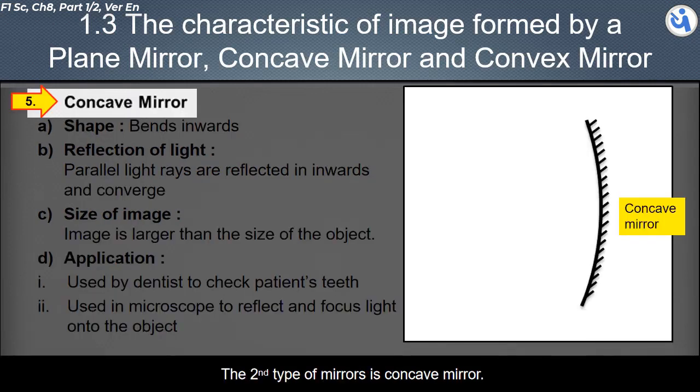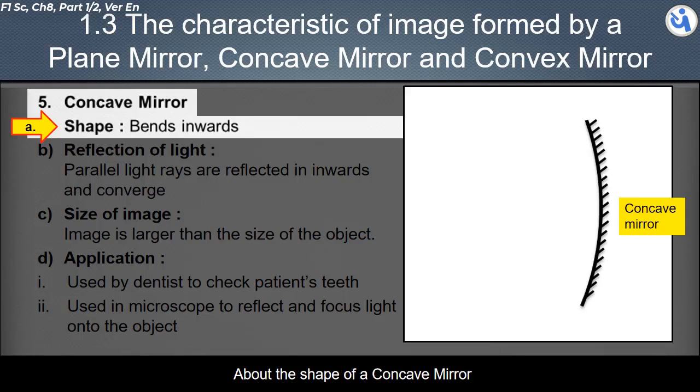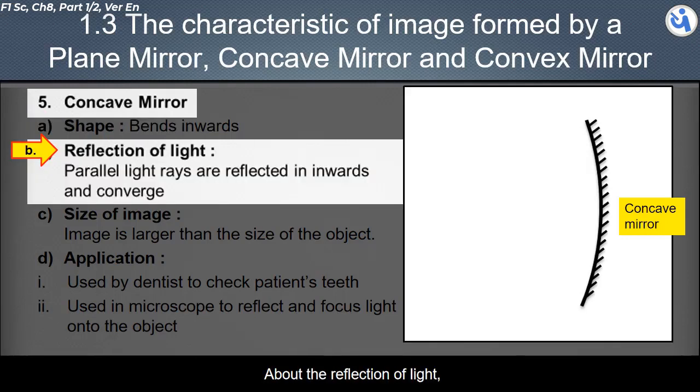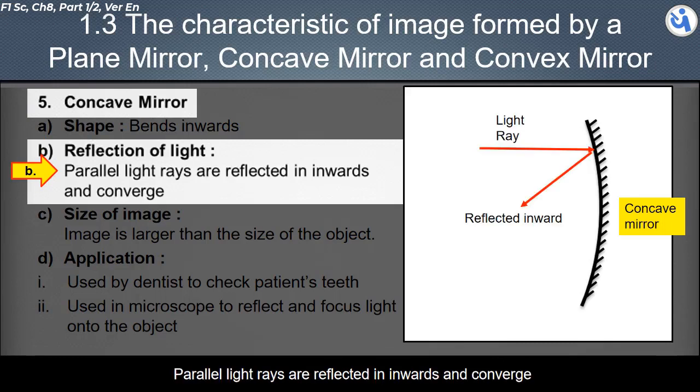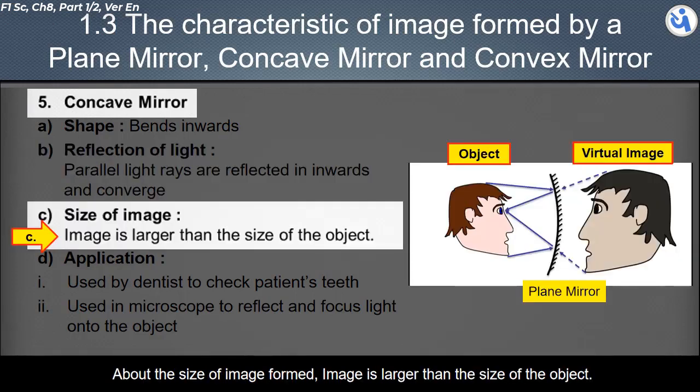The second type of mirror is the concave mirror. The following are the characteristics of a concave mirror. About the shape of a concave mirror: it bends inwards. About the reflection of light: parallel light rays are reflected inwards and converge. About the size of the image formed: the image is larger than the size of the object.